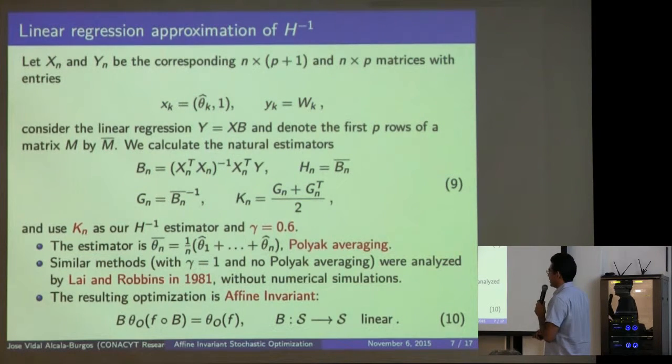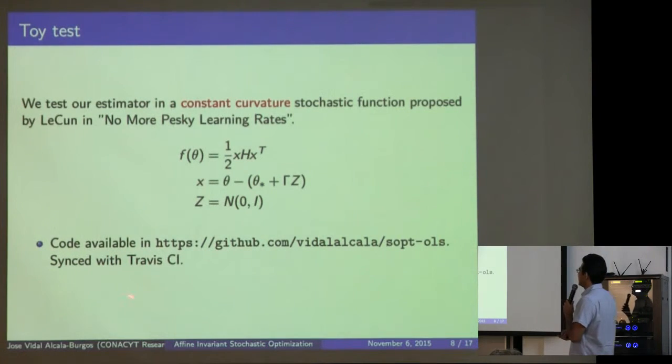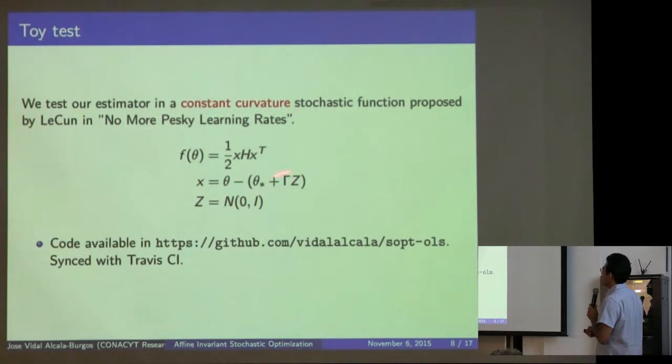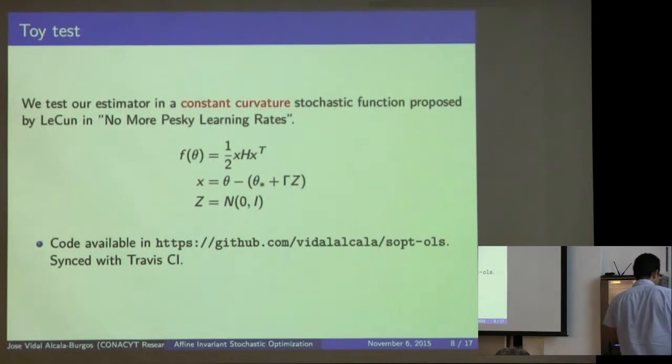So does it work? Well, let's see. There is a simple example, like a toy test, right, which is just a constant curvature function, which is using some paper of Licon. No more pesky learning rates. So it's a very simple function. We have constant h. And then, well, this is just the function. So anyway, let's see what happens, see if this works.